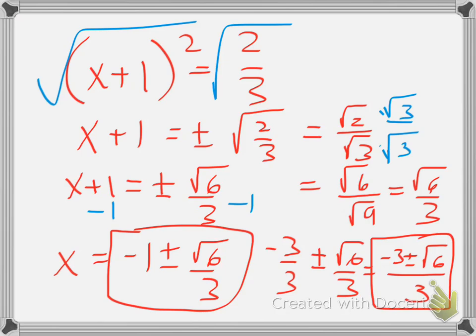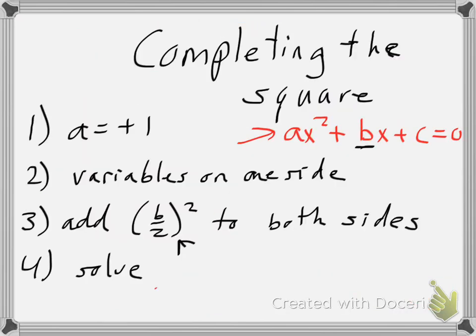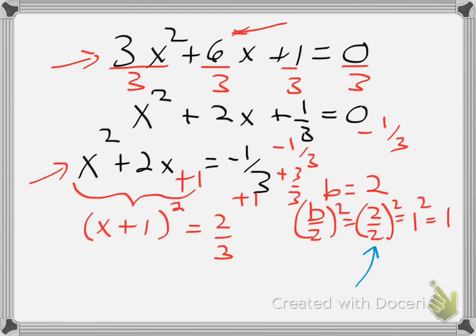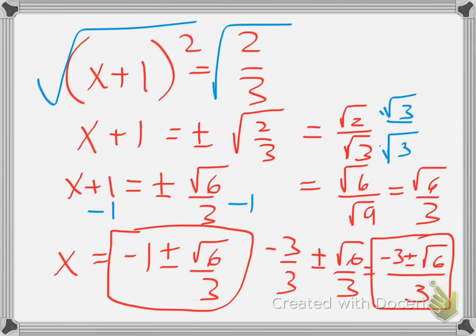So to complete the square, we follow these steps. Make the leading coefficient positive 1. Get your variables on one side. B over 2 quantity squared is added to both sides, and it's always added. And then you factor and solve. You can see the process, and it leaves us in this case with negative 1 plus or minus square root of 6 over 3 after we rationalize the denominator, which is something we always want to do.